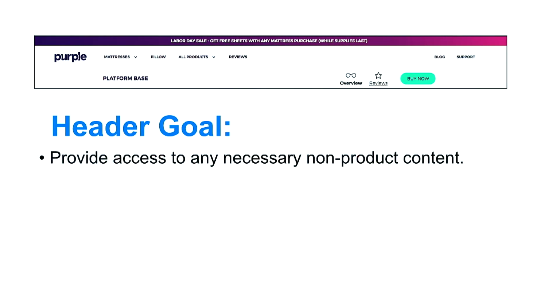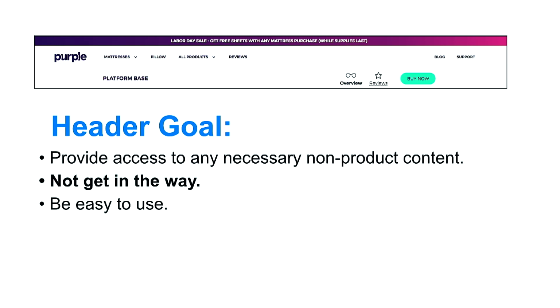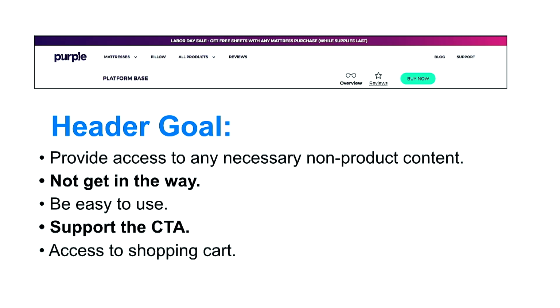So let's start with the header. The goal of the header is to provide access to any necessary non-product content like about us and contact us and returns and stuff like that, to really not get in the way and to be easy to use, easy to engage with, and to support the call to action, which is nice. It's nice if your header can have a call to action in it. And finally, to give people access to the shopping cart.